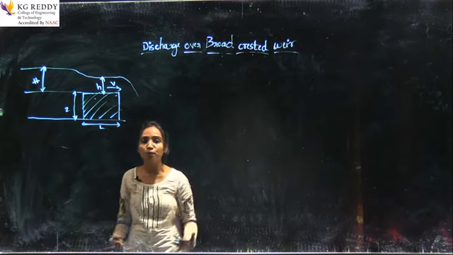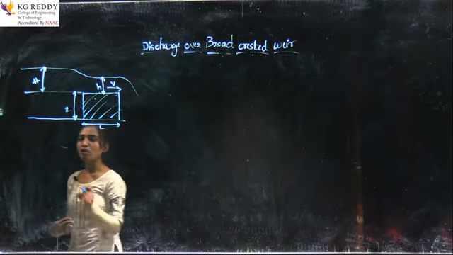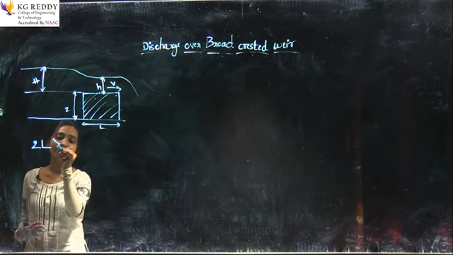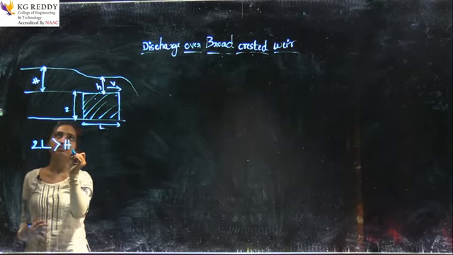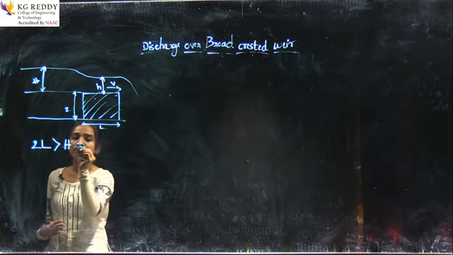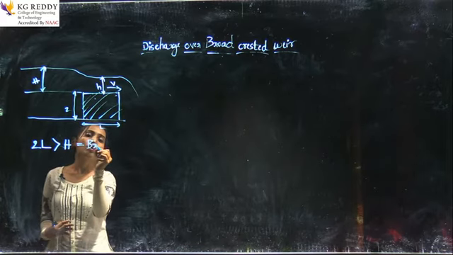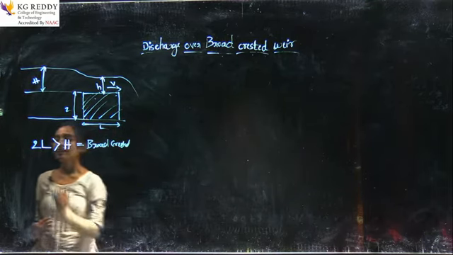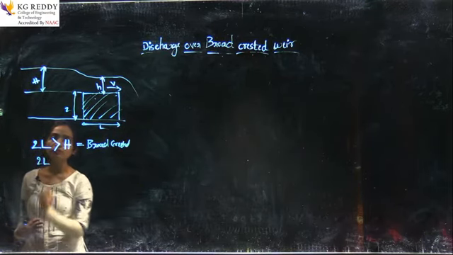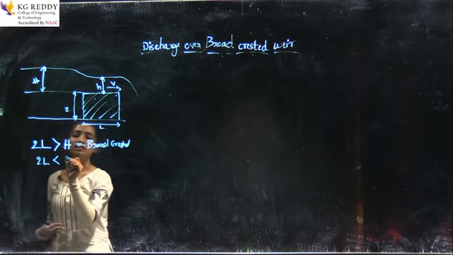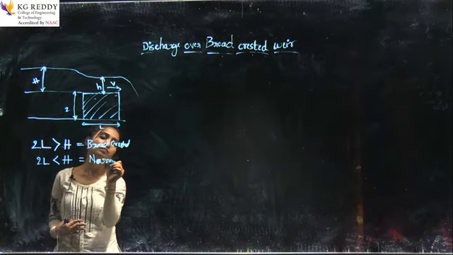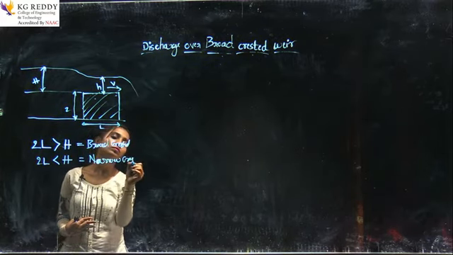Then what is broad crested weir? How to say this is broad, which is narrow? One small trick is that if 2 times the length is higher than the head of the water, the height of the water, then we call it broad crested. The reverse of this, if 2 times the length is less than the height of the water, then it is called narrow crested. Now it is clear what we are finding here.